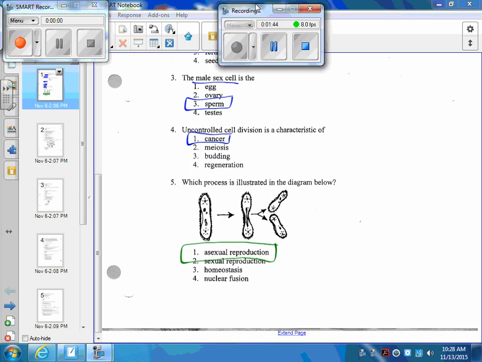Having technical difficulties. I need to get to the next page. I'll just go like this.